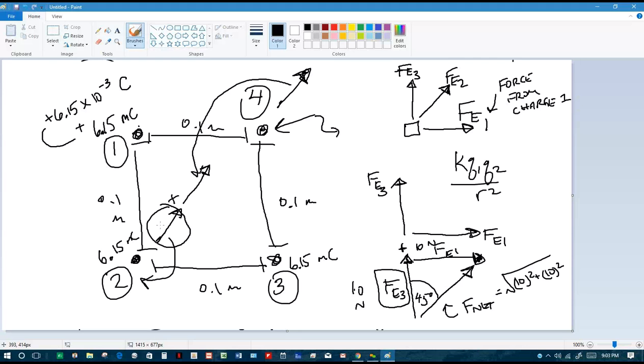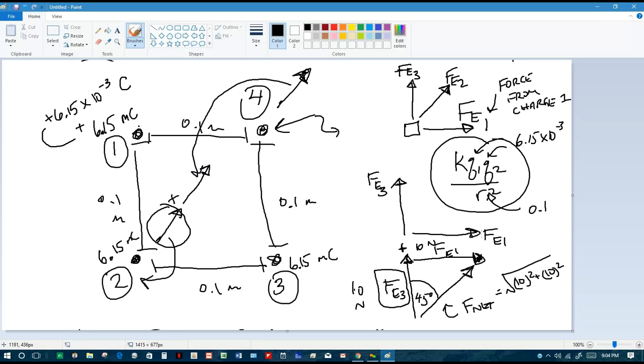Since you say the force for 1 and 3 was 10, I just made that up to show you an idea. You'll have to use Coulomb's law to work out what that value is, which I'm circling here, and you would have to put in 6.15 times 10 to the minus 3 on both of those. And then R would be the value 0.1. Remember to square it. When you get that, that takes the place of what I wrote as 10.